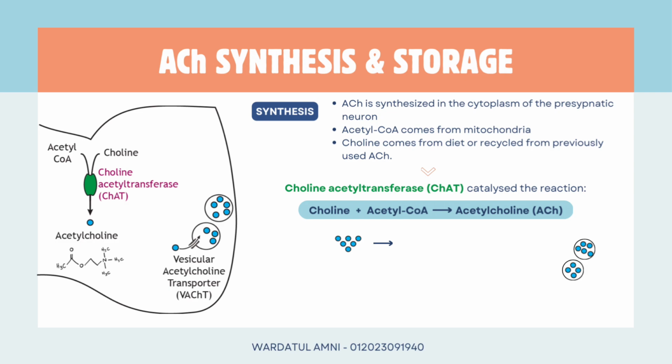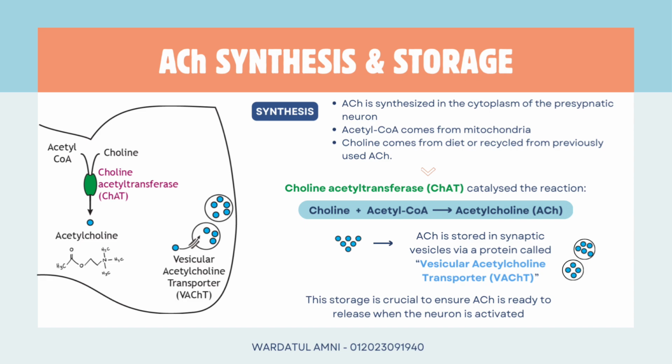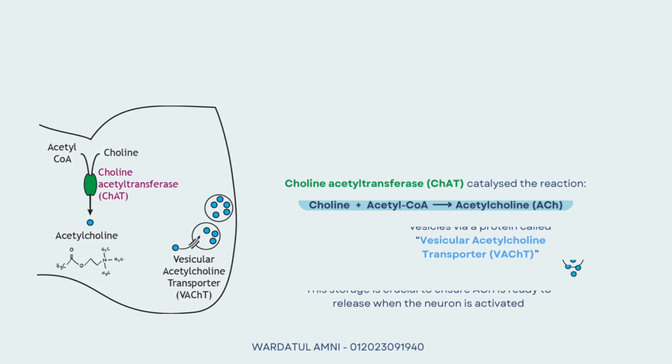Once ACh is made, it doesn't just spread around. It's actively transported into synaptic vesicles by a special transporter called VAChT, which is vesicular acetylcholine transporter. These vesicles store ACh safely until it's time to be released.